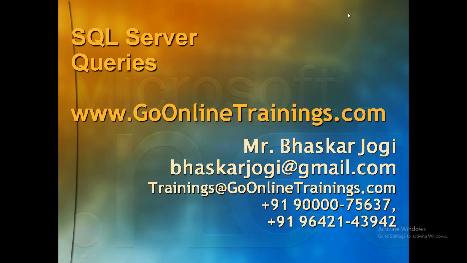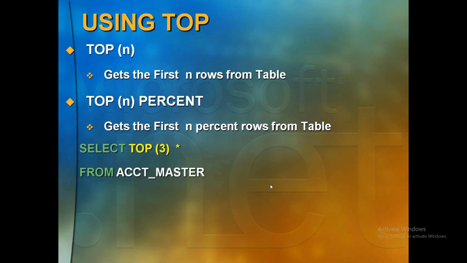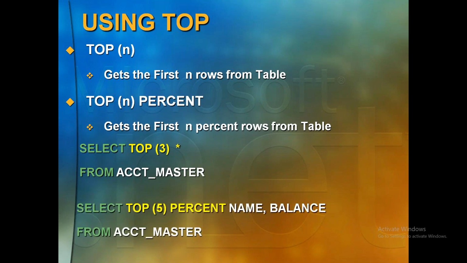So now, today we'll understand what is top n and what is top n%. Am I clear? Let me give you a few examples. Select top 3 star from account master table, and select top 5% name comma balance from the account master table. So what is the meaning of this?